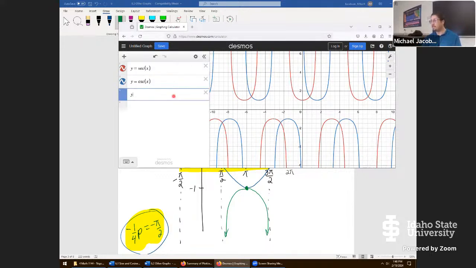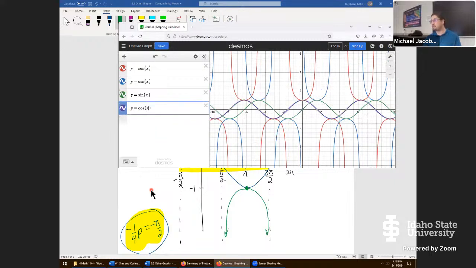Let's put in y equals sine x. I like that. So notice sine x is matching up with the secant. Let me double check. Cosecant curve in blue. We put in y equals cosine x. It's getting busy at this point. To be completely honest, I have to look at the colors. Here's secant in red, cosine in purple. That's what they all look like.